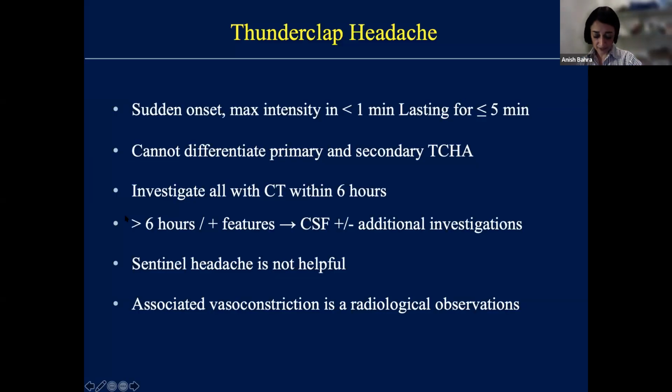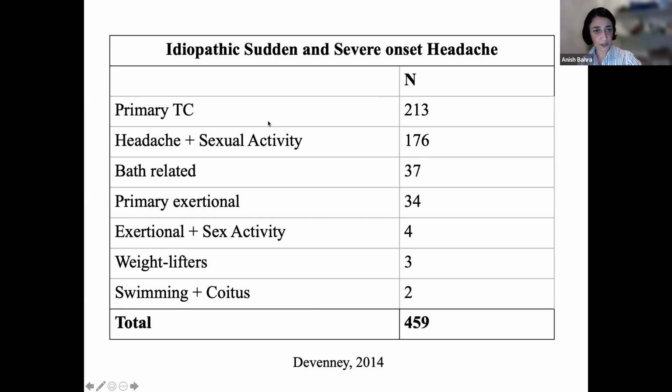So this is the group of idiopathic, sudden onset. You have your primary thunderclap, but here again, I went back to thunderclap precipitated by cough, sexual activity, and exertion, and this curious phenomenon of bath-related headache, which is seen usually with a hot bath or with people pouring water over themselves, generally hot water. Primary exertional headache, sexual activity, weightlifters, that's probably a combination of exertional and Valsalva, and then again exertional and sexual headaches. So you're back to this group of syndromes, but these are thunderclap in onset, and these are the ones that you are going to investigate, but a large proportion of these will be primary.